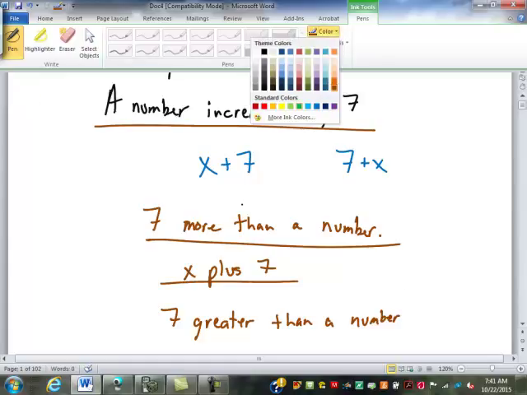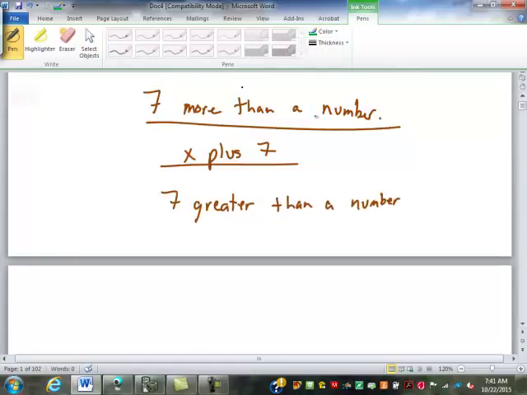Since I brought that up, let me put that in here. 7 greater than a number, if I said 7 is greater than a number, as we said, that means something different. What would that mean? Yeah, it means, put the x last, 7 is greater than a number, like that. So be very careful. That little word is changes it a lot.